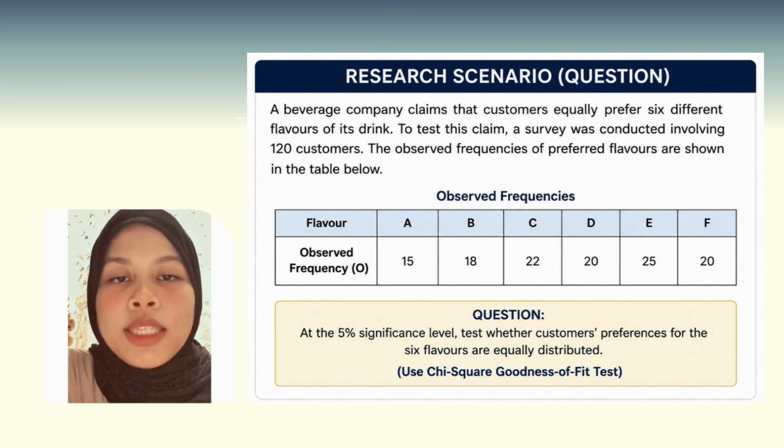The purpose of this test is to determine whether the observed customer preferences are consistent with the company's claim that all 6 flavors are equally preferred.